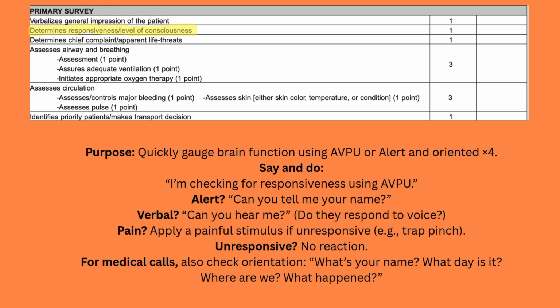Now we're going to determine the responsiveness level or conscious level. So quickly gauge the brain function by using AVPU: alert, verbal, painful, unresponsive. Say I'm checking responsiveness using AVPU. A, you can say, can you tell me your name? V, you can say, can you hear me? P, you can apply a painful stimulus such as a trap pinch. If no reaction, the patient is unresponsive. For medical calls, you can also check orientation by asking questions like, what is your name?